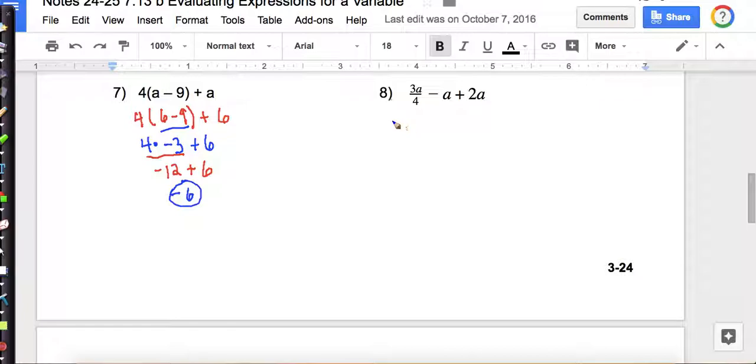Okay, let's look at number 8. So once again, take out the letter A and put 6. So 3 times 6 divided by 4 minus 6 plus 2 times 6.